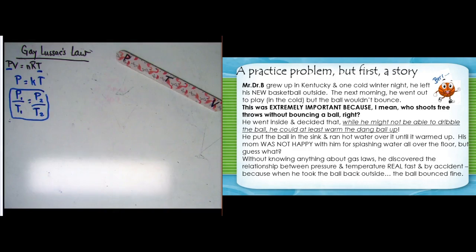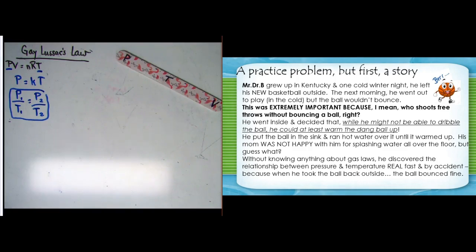But this is one of my favorite stories to tell on Mr. Dr. B. He grew up in Kentucky. This is a true story, by the way. He got a new basketball because he lives in Louisville, and everybody loves basketball in Louisville, anywhere in Kentucky for that matter. So he went out one evening and was shooting baskets in his backyard. And he just happened to leave his basketball outside. The next morning he went out to play. It was pretty cold, and the ball wouldn't bounce. Now, I'm not a basketball player, but he is, and I know you can't dribble a ball if it doesn't bounce.